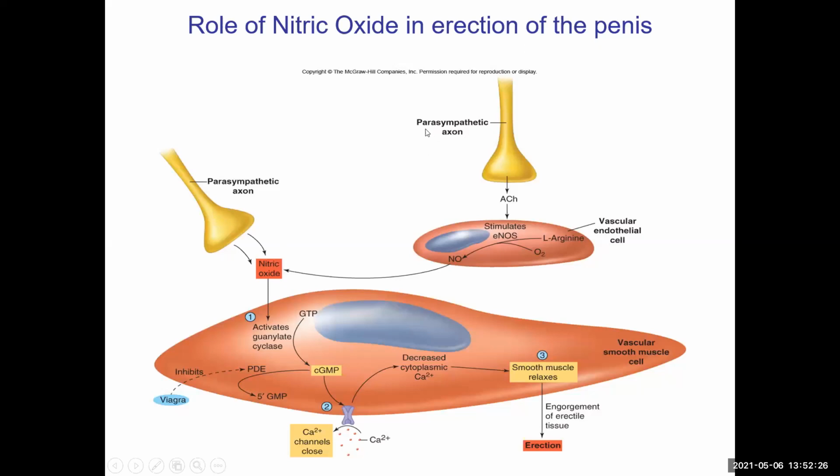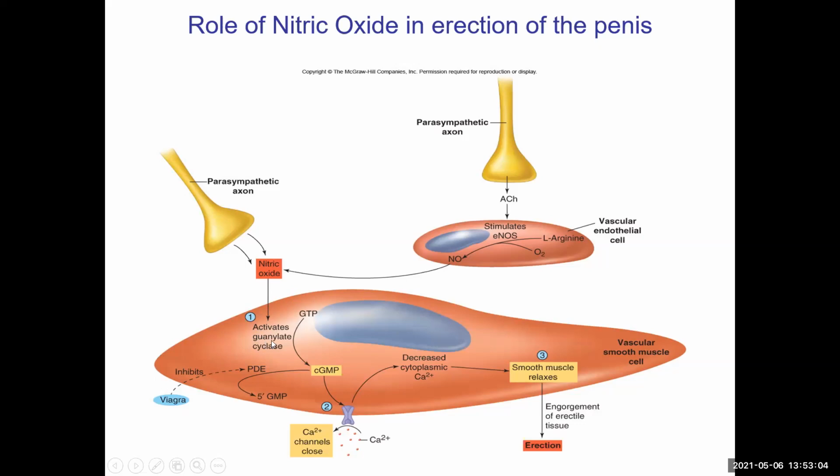Okay. So parasympathetic action releases acetylcholine that stimulates the blood vessel inner lining, the vascular endothelium, and with that activation they activate endothelial nitric oxide synthase enzyme, and from L-arginine they make nitric oxide. Or the parasympathetic nervous system directly releases nitric oxide, whether it is from here or here. They go to the middle wall of the blood vessel in the penis, and their receptors are on the smooth muscle, the vascular smooth muscle cell.